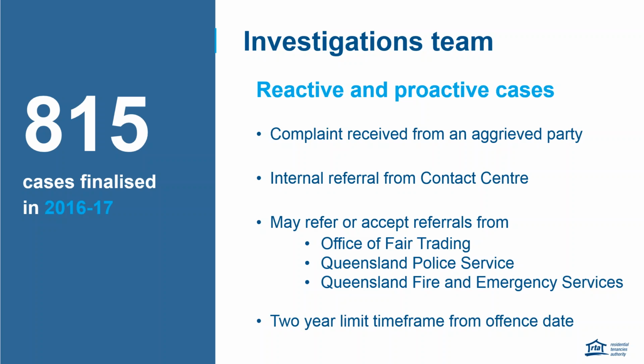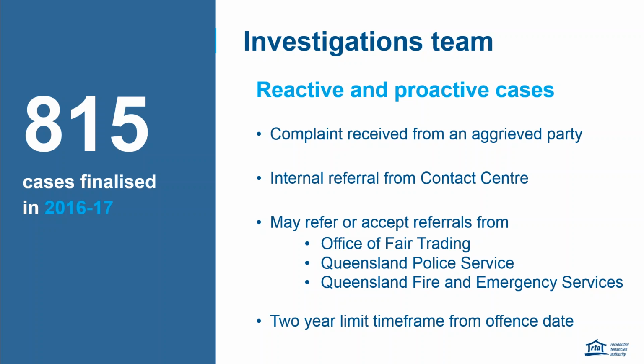It's important to note that there is a 2-year time frame from the offence date to deal with the matter through the investigations and prosecution process. So if a tenant is aware of a breach of the Act, it's important that they do something straight away rather than wait. It's best if we can get information about the complaint within the first 12 months, so that we still have time, if the matter leads to a prosecution, to finalise it within that 2-year time frame.